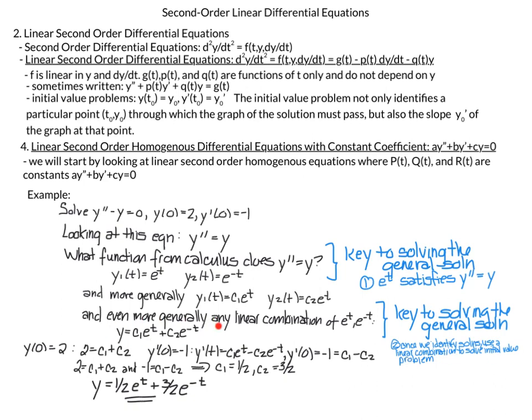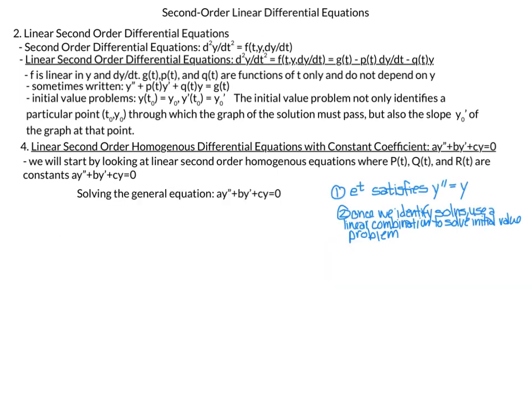In other words, we took a linear combination of our two solutions, so we had y equals c1 e to the t plus c2 e to the minus t. I have moved my two keys to solving that differential equation right here, and now we are ready to look at solving the general equation a y double prime plus b y prime plus c y equals 0. That's the linear second order homogeneous differential equation with constant coefficients.